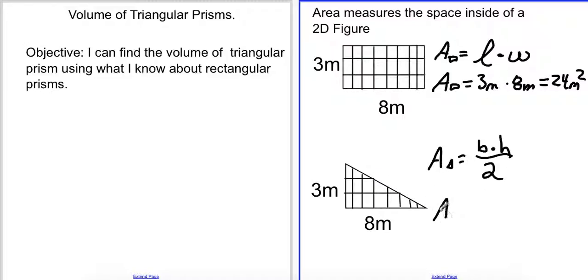So if I want to find the area of this specific triangle, I'm going to do my base, which is 8 meters, times 3 meters, which is my height, and I'm going to divide that by 2. Now from before I know that 8 times 3 meters is 24 meters squared. If I divide 24 by 2, that gives me 12 meters squared.